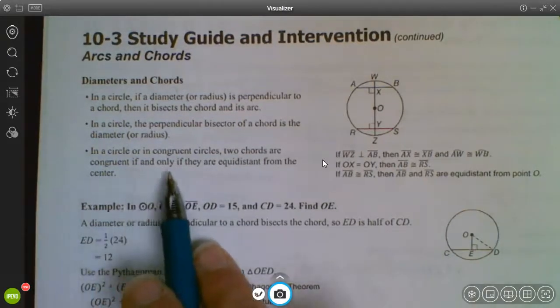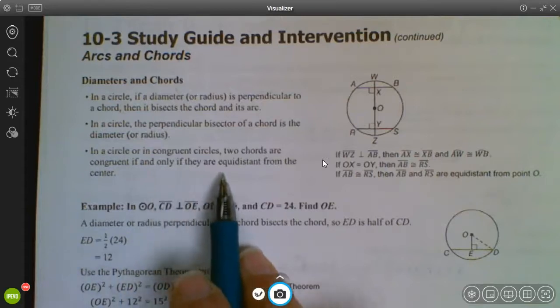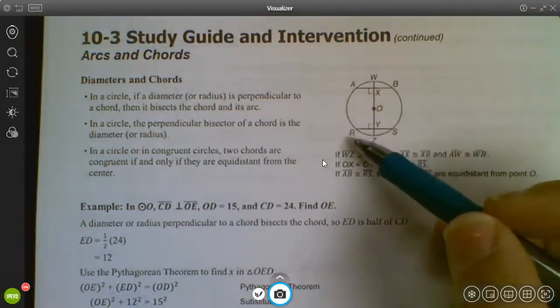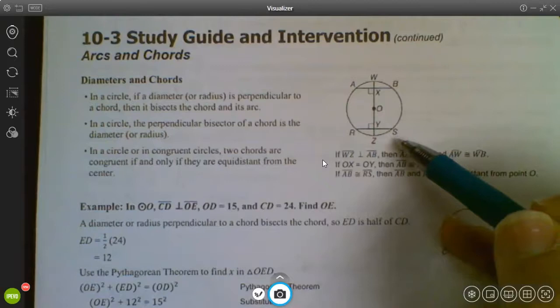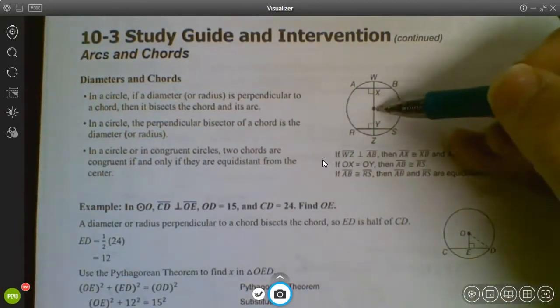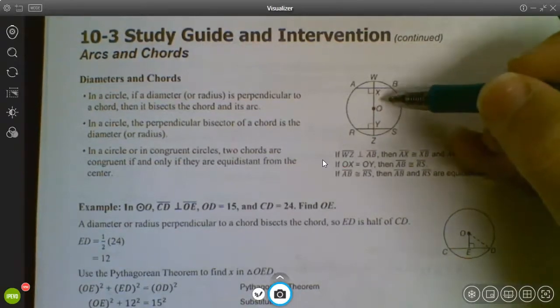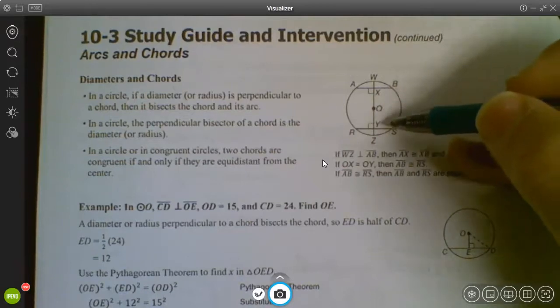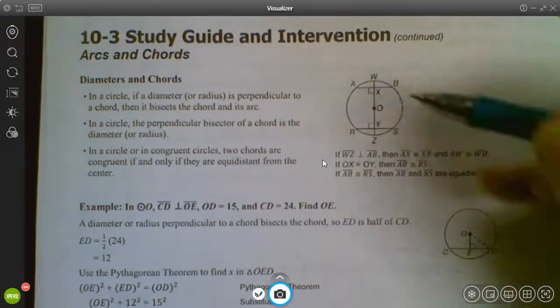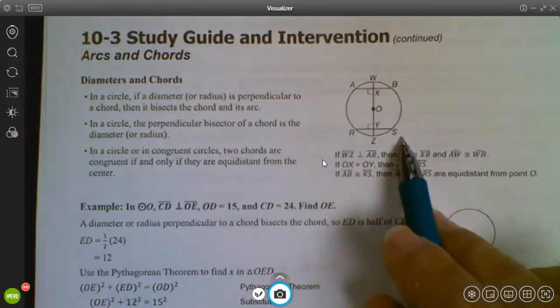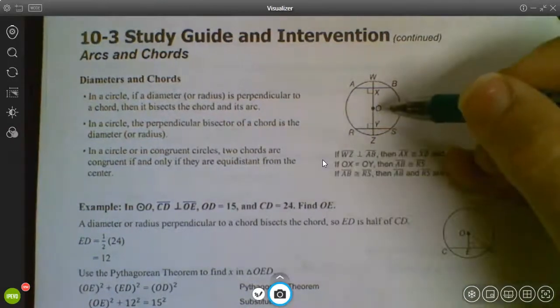So here's the third one. 2 chords are congruent if and only if they are equidistant from the center. So here's what they're saying. If you look at chord AB and chord RS, those guys are congruent if they are the same distance away from this point right here. In other words, if XO is equal to YO, then you're allowed to say, okay, that must mean that AB is congruent to RS. So those guys are equal if they're the same distance from the center.